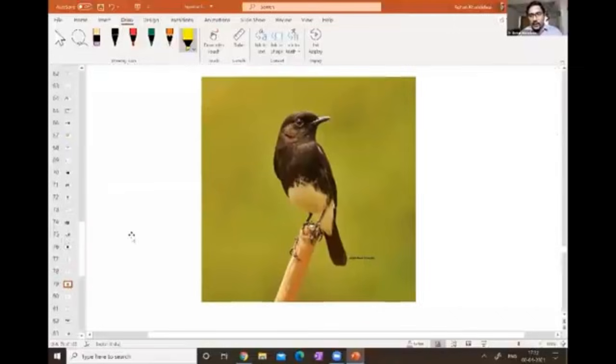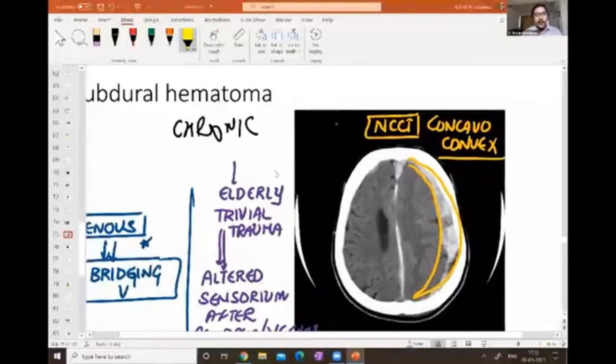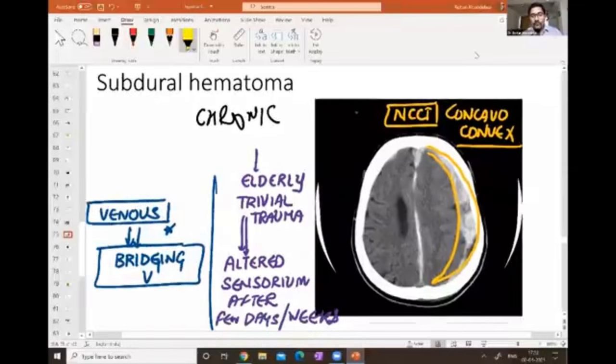Chronic subdural hemorrhage can be seen in elderly patients following trivial trauma. EDH was being seen in young patients and high velocity impact. Subdural hematoma can occur even after a trivial trauma, right? And you can get altered sensorium after a few days to weeks. It is venous in nature. You get a concavo-convex hemorrhage, and you have to drain it out.